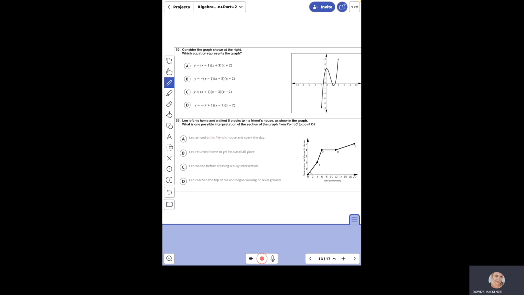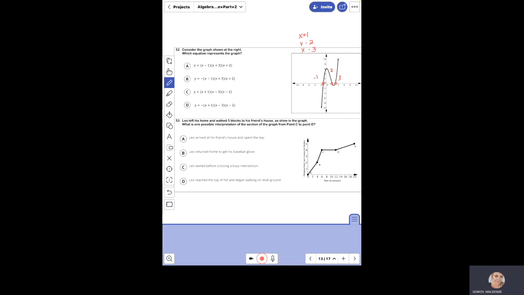They want us to consider the graph shown at the right, which equation represents the graph. So first we're going to find the zeros. We have one here at -1. We have one here at 2. We have one here at 3. Now remember, those are our zeros. Our factors are the opposite. So we would have an x plus 1, x minus 2, and x minus 3.